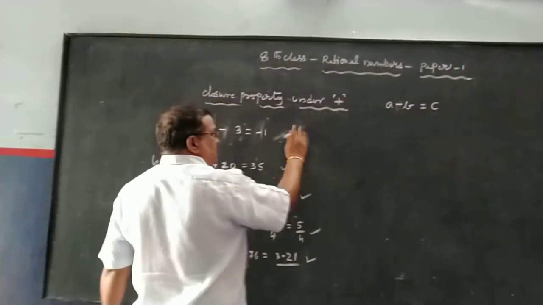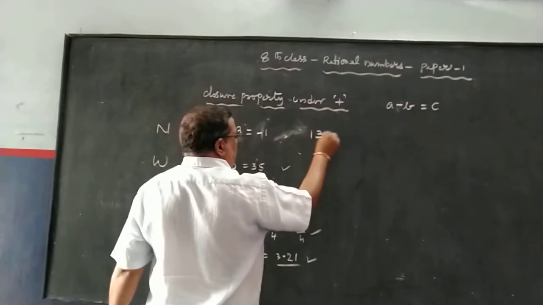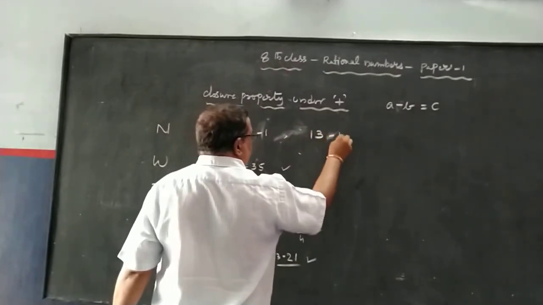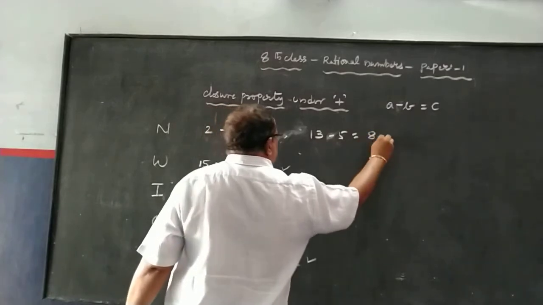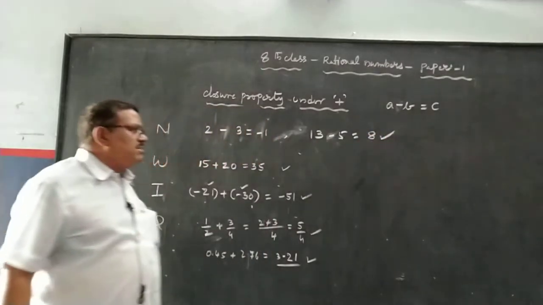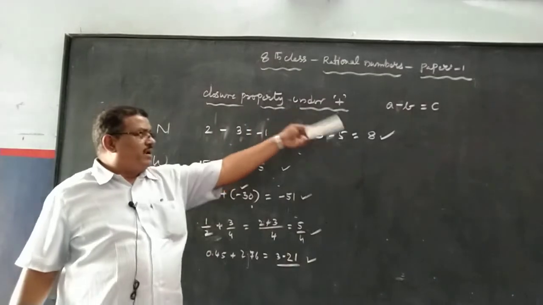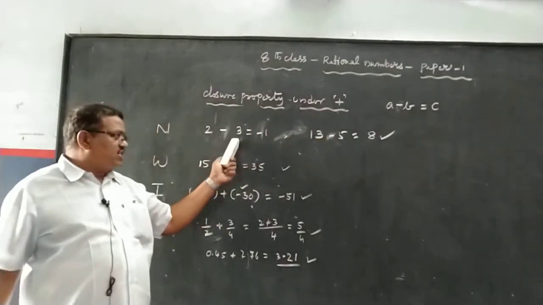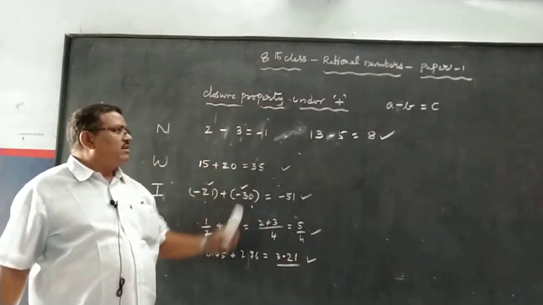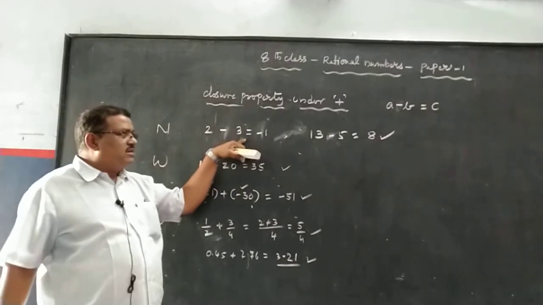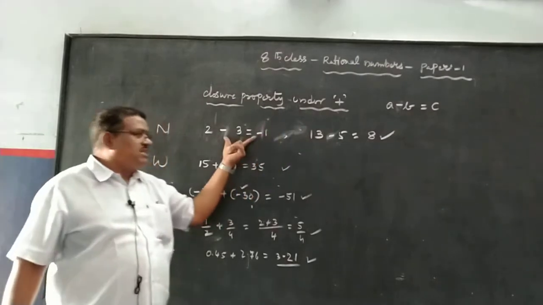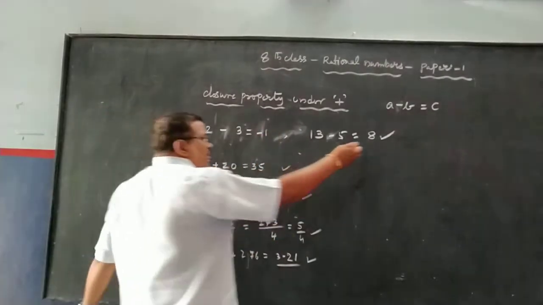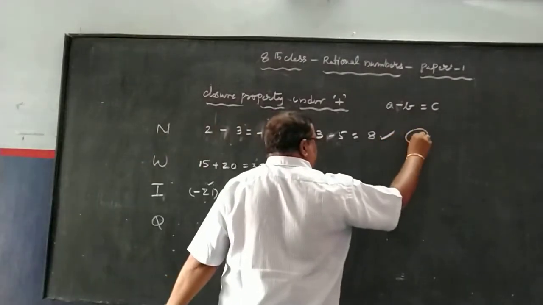In some other case, 13 minus 5. 13 minus 5 is equal to how much? 8. In this case, natural numbers satisfy the closure property under subtraction, but in the first case it is not satisfied. When we state a property, because in some cases it is true and in some cases it is false, finally the closure property is not satisfied.